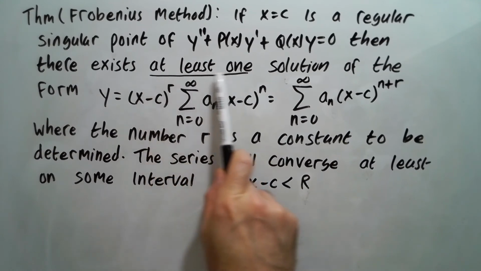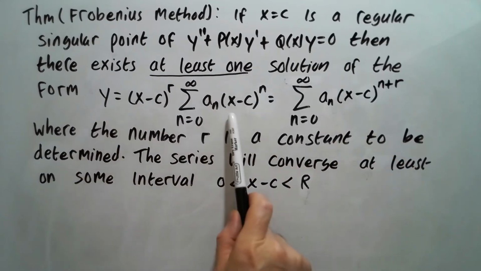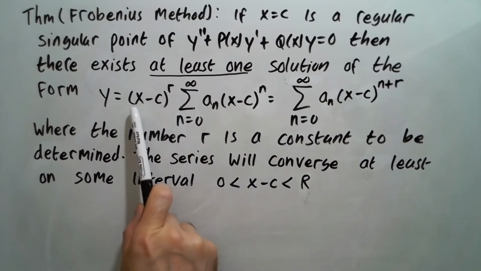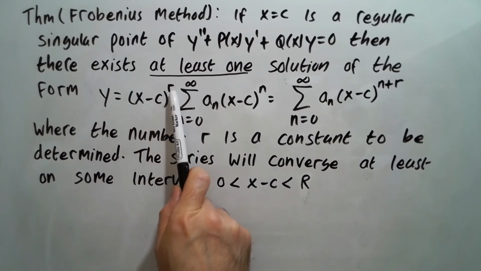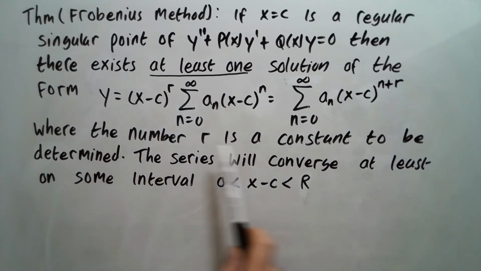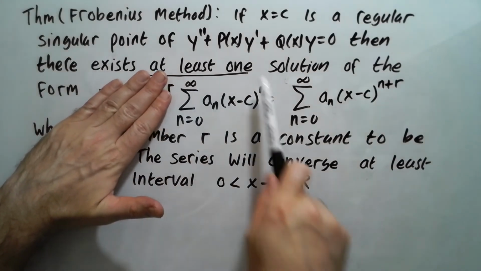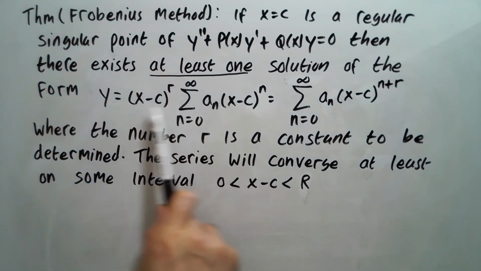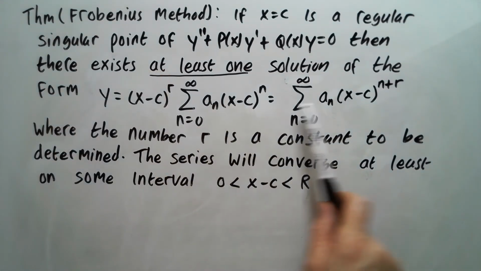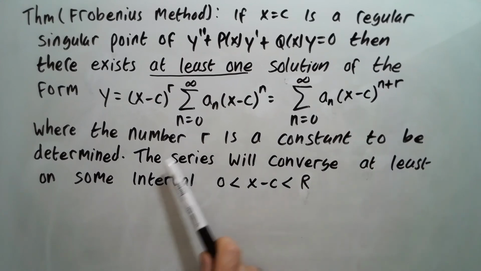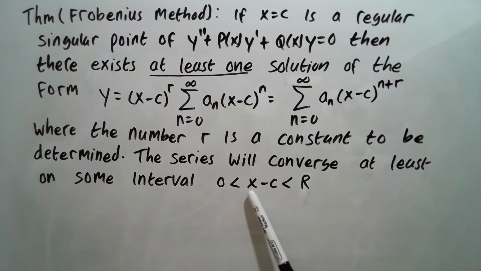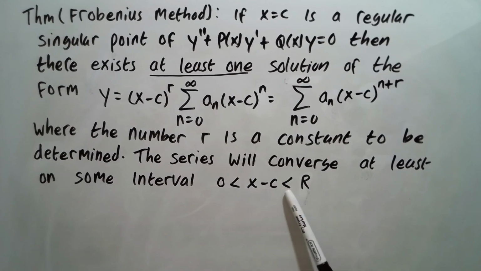So notice it's not saying 2 necessarily, so you can find at least one solution of the form: pretty much a power series multiplied by x minus c to the r. This r could be a fraction. It's some constant that we have to determine. If I took that part away, that part right there is a power series. Multiplying it by this, it's no longer a power series, but it's similar to a power series. So we have to find the r value. And this series will converge on some interval, 0 less than x minus c less than R.